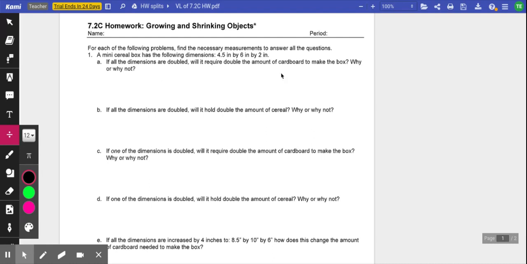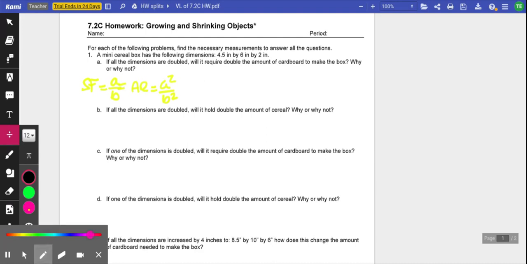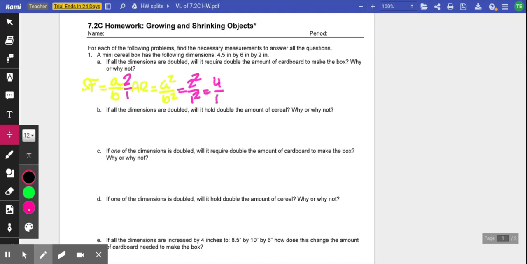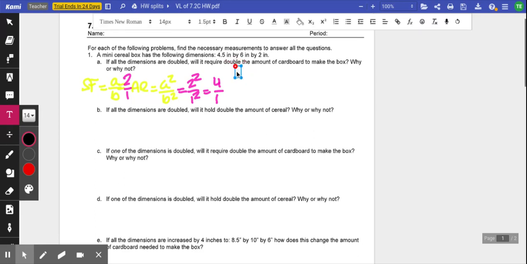If our scale factor is A to B, then our area ratio would be A squared to B squared. So if in this instance I doubled the sides, that would make it 2 to 1 of what it was before. I would not be using twice the cardboard. I have to use 4 times as much cardboard. So here we would write no. It will not double the cardboard. It'll make the cardboard 4 times as much. So no, it would require quadruple the amount of cardboard.